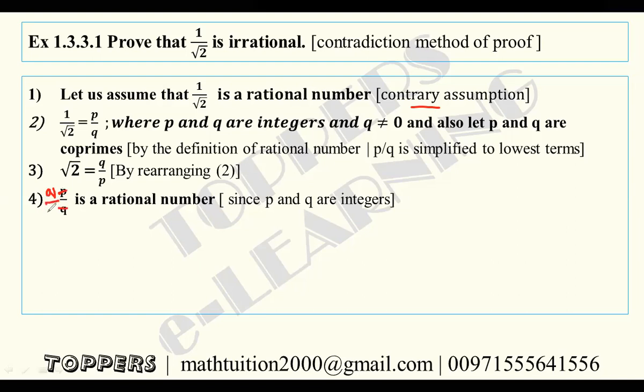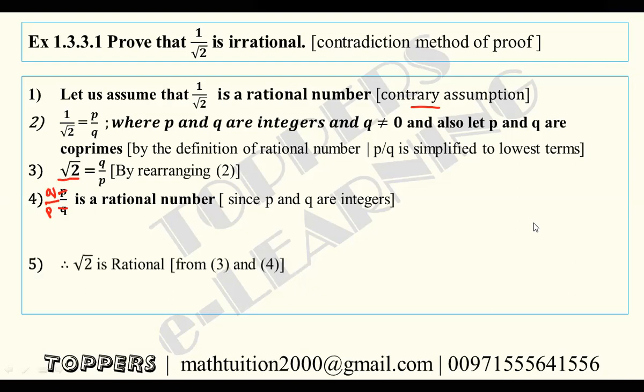Okay, q by p is a rational number since p and q are integers. Numerator and denominator are integers, right? So this RHS, q by p, is a rational number. So the left side, root 2, should also be a rational number because it's an equation, correct?